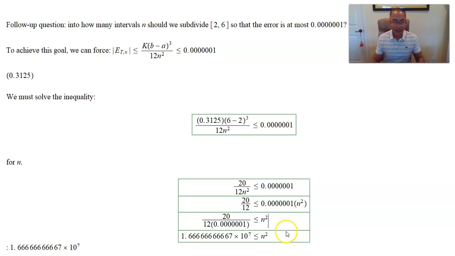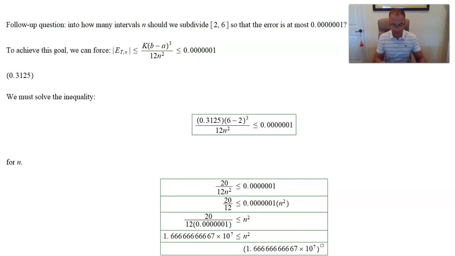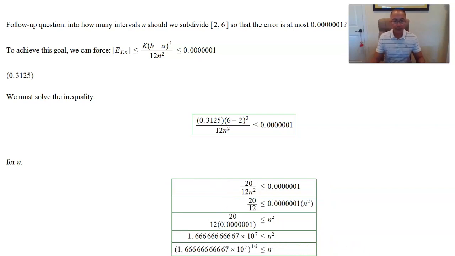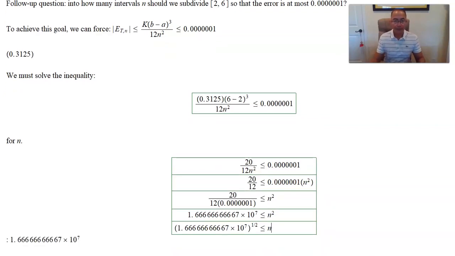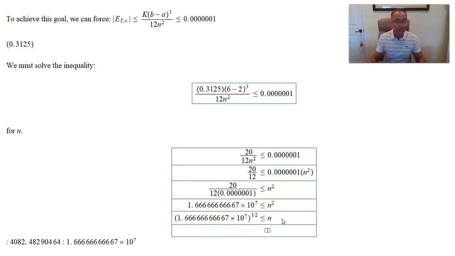Again, n is positive, so we can take the square root of both sides, in other words, raise to the power 1/2. This to the power 1/2, the square root, is less than or equal to n. There we go. So let's approximate that. What is this? Big number.